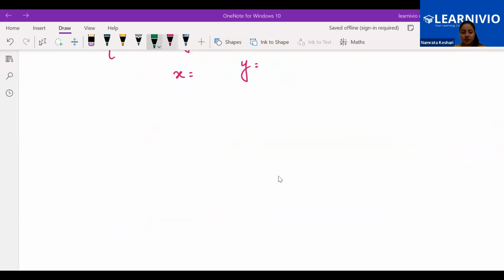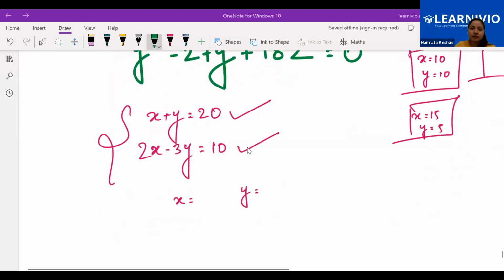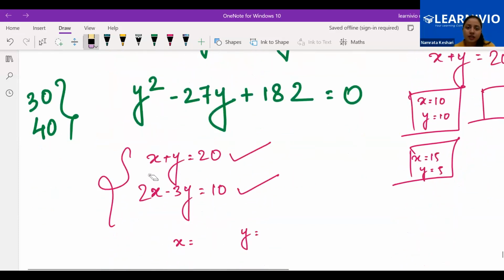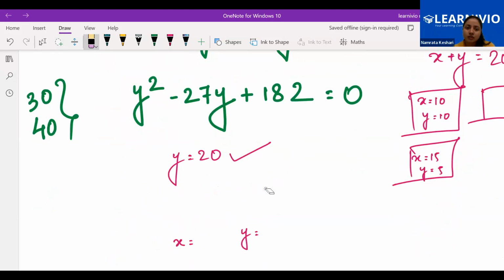Ma'am, the values coming are 30 and 40. Is it so? Please check it. Rest of the students, are you getting the same? No, ma'am, it's not 30 and 40. It's 13 and 14. Okay, sorry, 13 and 14. I misunderstood.